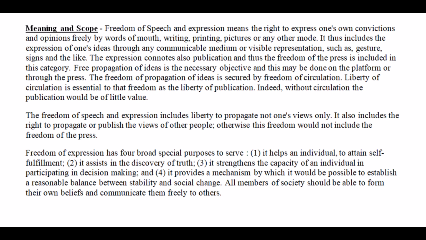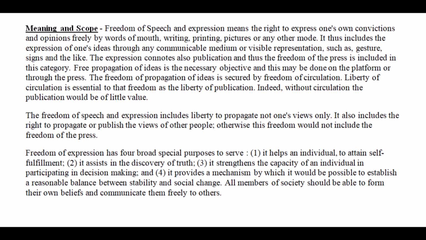The freedom of speech and expression includes liberty to propagate not one's views only. It also includes the right to propagate or publish the views of other people, otherwise this freedom would not include the freedom of the press.